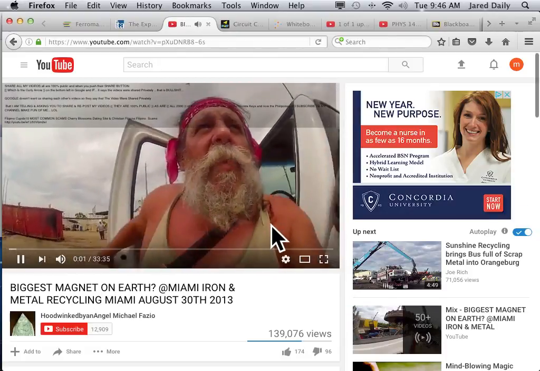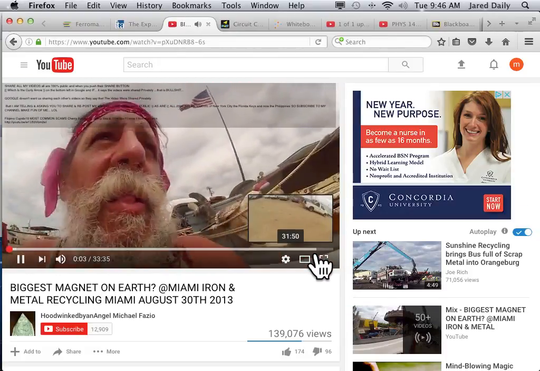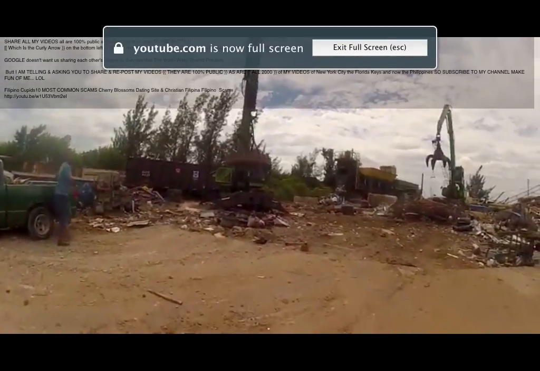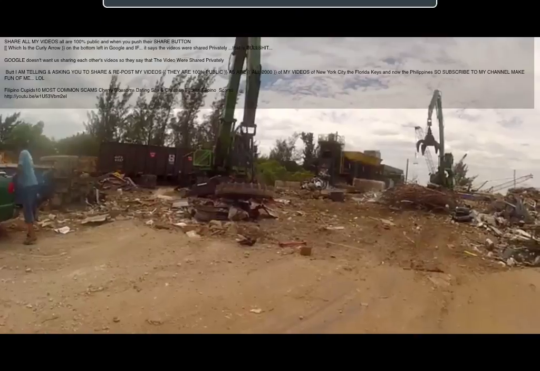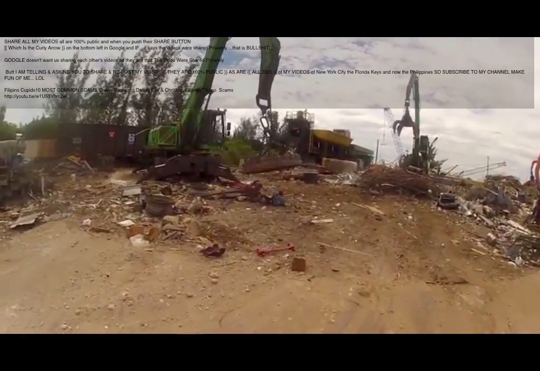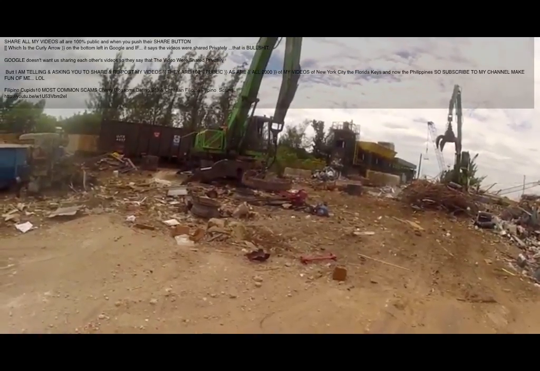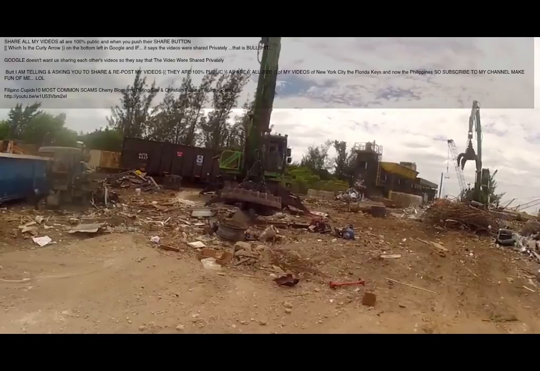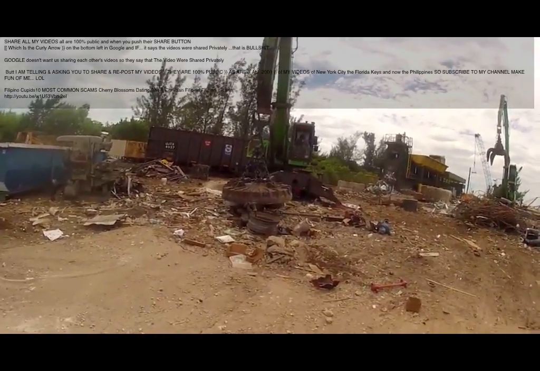Okay, here we are at Miami Art and Mill. Oh, I love this guy's beard. What a great beard. The electromagnet. Didn't you guys love these when you were kids? I always saw these in movies and stuff. I always wanted to drive one of these so I could pick up a car.